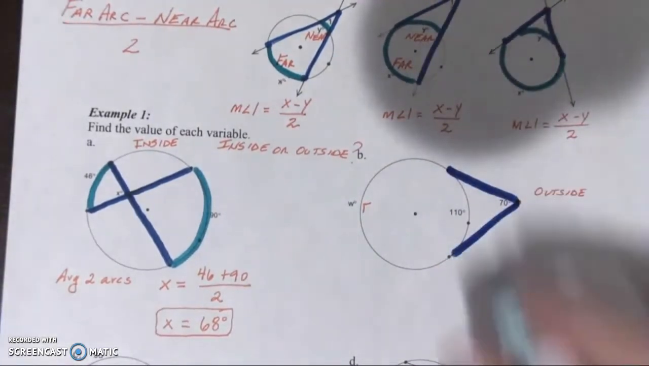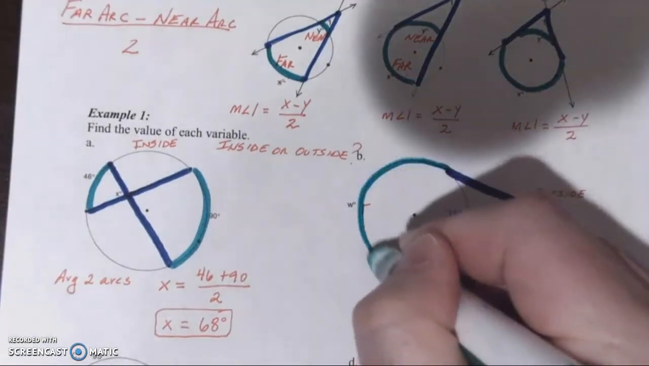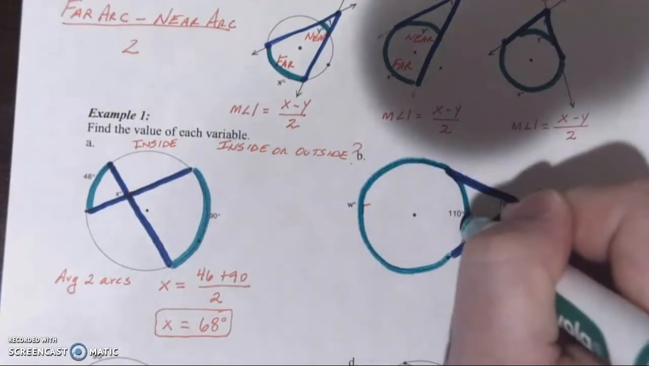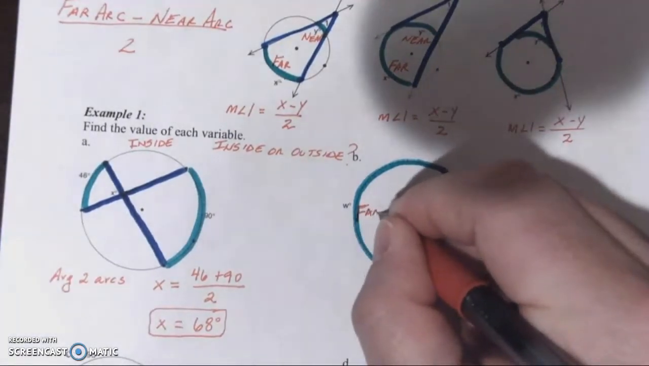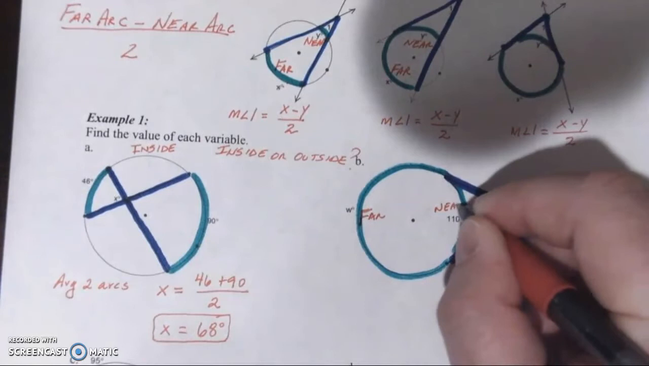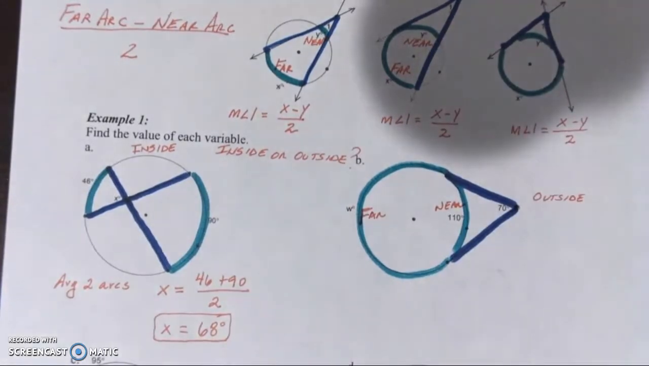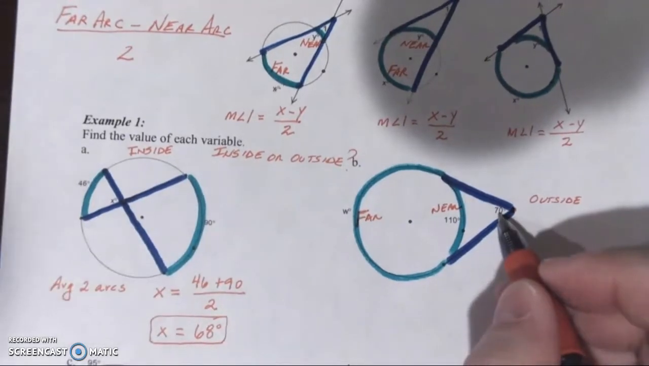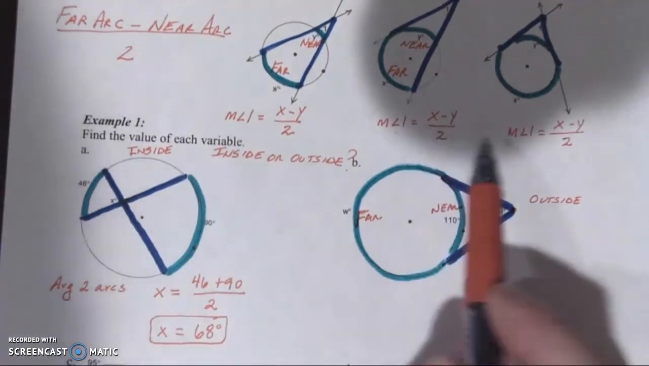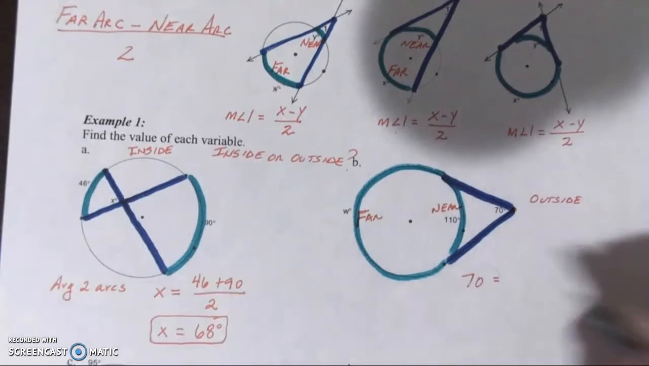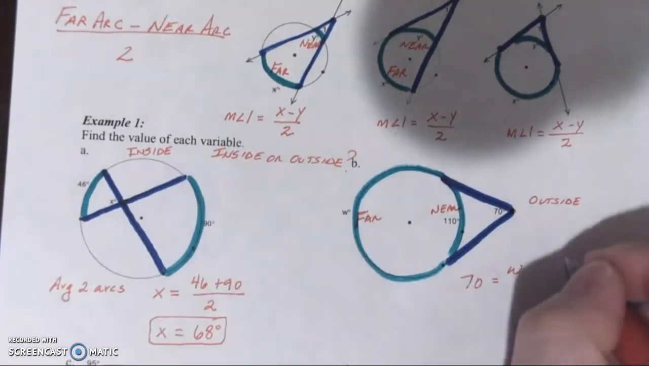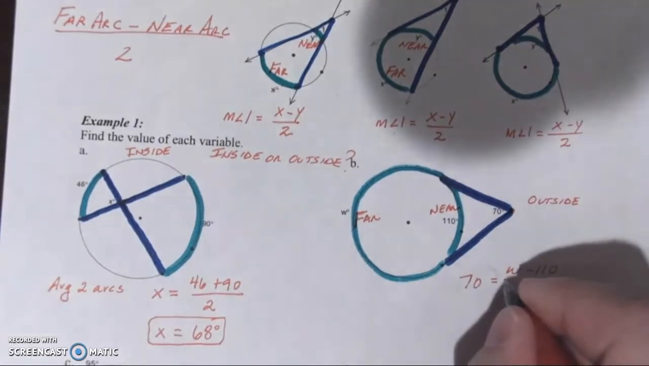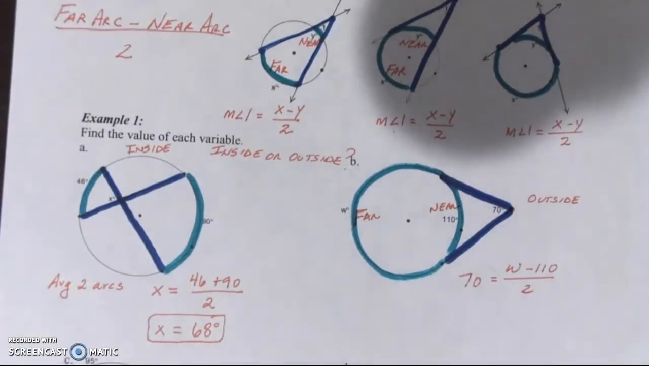It's going to form two arcs. Here's the first arc, and here's the second arc. We have the far arc. We have the near arc. Okay, so let's use our formula. This is going to be an example of using our formula in a different way. So the measure of the angle equals, we actually know the angle this time, far arc, which we don't know, minus near arc, which we do know, divided by 2.